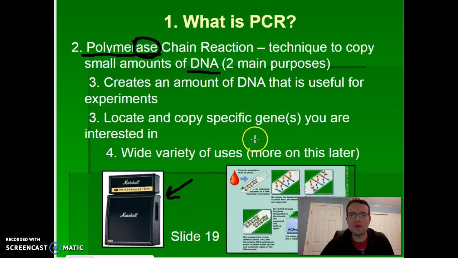So that's part of it. But the main reason, what we're going to really focus on here, is it allows you to locate and copy specific genes. That's what we're going to apply this PCR idea to. Specifically, if you've been wondering how in the world they test people for COVID-19, for example, you can use PCR to do that. And a whole bunch of other stuff. We'll get to that later.